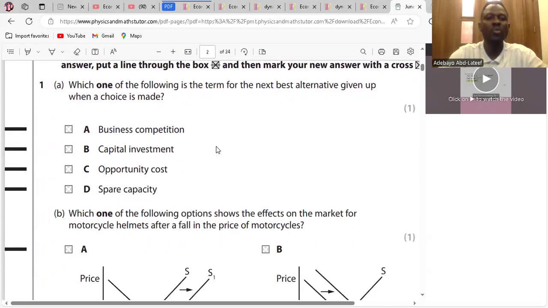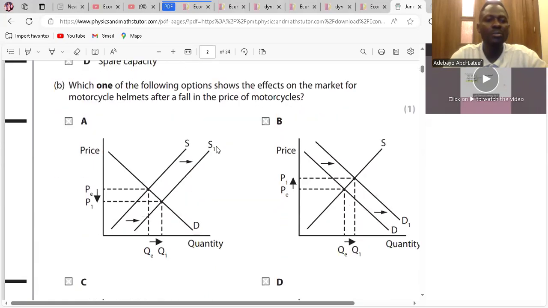First question. Which one of the following is the term for the next best alternative given up when a choice is made? When a choice is made, it means there's a foregone alternative, which is opportunity cost. So the answer is C. Clear. So we'll go to question 2.